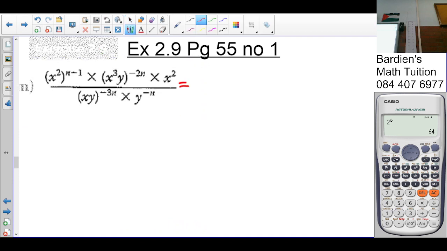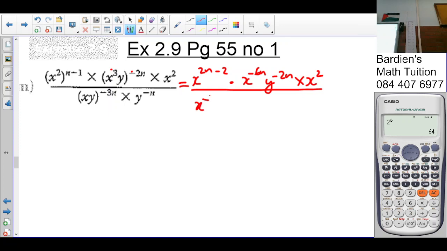So what happens here? It will be x to the 2n minus 2, times x to the negative 6n, y to the negative 2n. Remember, I multiplied its exponents, times x squared, over x to the minus 3n, y to the negative 3n, times y to the minus n. So what happens now? You get x to the 2n minus 2, minus 6n, plus 2, plus 3n. Okay, you want to agree with that?